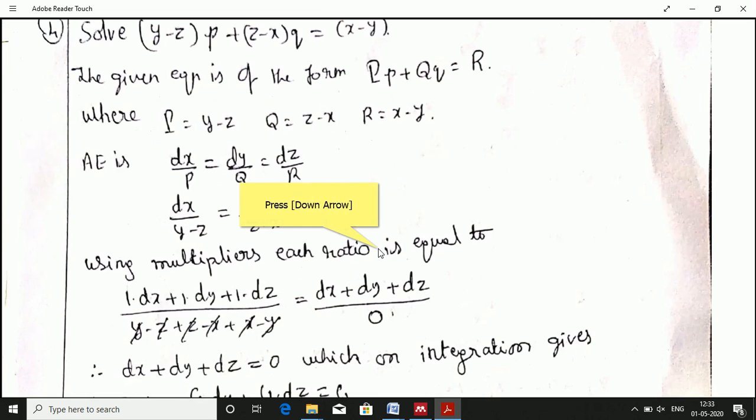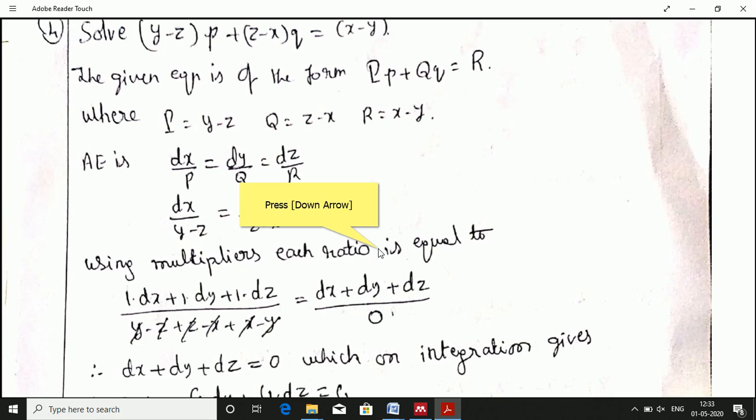y minus z into p plus z minus x into q is equal to x minus y. Here P is equal to y minus z, Q is equal to z minus x, R is equal to x minus y. Its auxiliary equation is dx by P is equal to dy by Q is equal to dz by R. Here if I consider the first two, last two, or the first and last, any of the ratios, it is not possible to separate the variables. By that time, we need to use the properties of ratio and proportion.